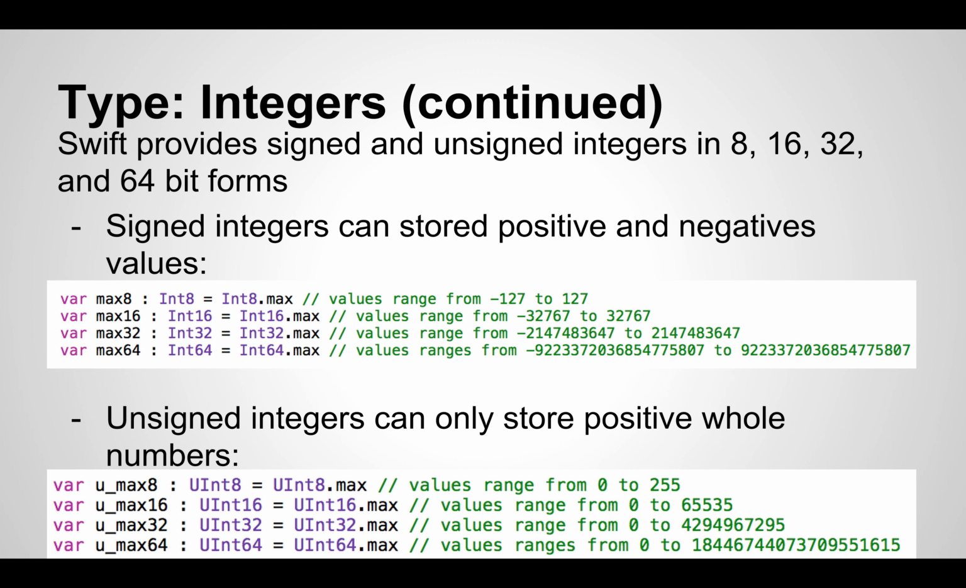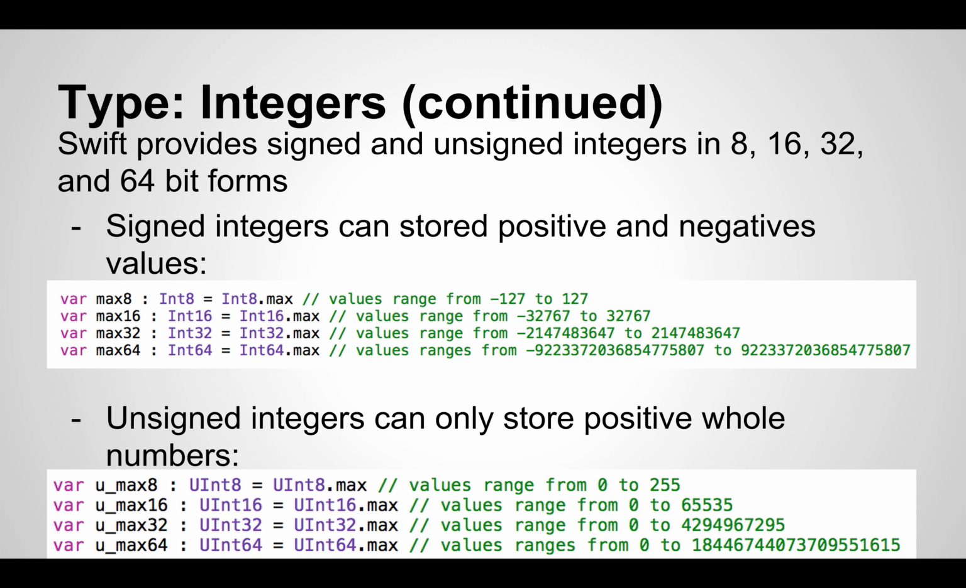Okay, so signed integers are whole numbers that could be either positive or negative. So they do have a sign. And if you use max8, as you can see in the example, var max8, it's an Int8, so it has 8 bits.